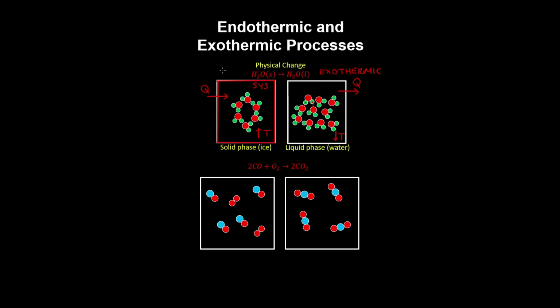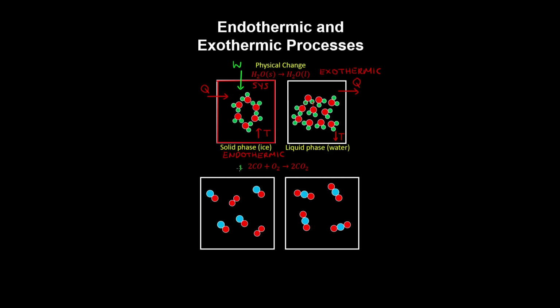And in contrast, when ice turns to water, we call this an endothermic process, where the system gains energy from the surroundings. And this can occur through the addition of heat or work being done on the system. So for example, if you compress this volume, then the system also gains energy.